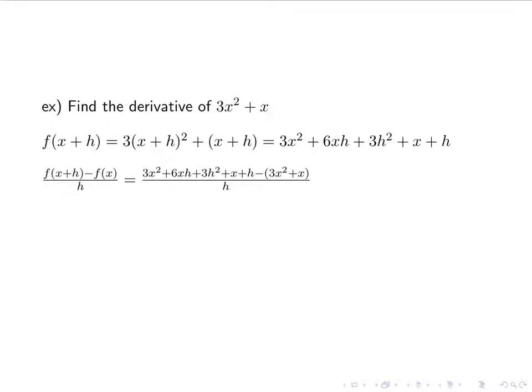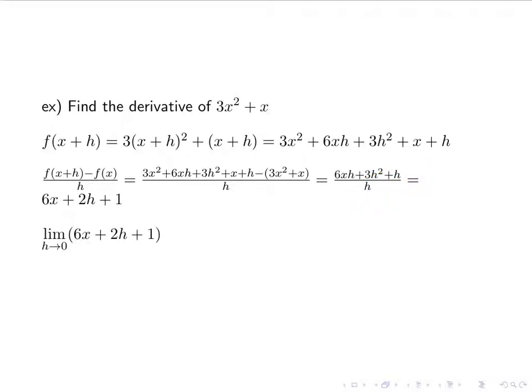Don't forget, again, to distribute the negative. My 3x squareds will cancel. My x will cancel. So again, everything from my f of x, everything from this part cancels. Everything that I'm left with has an h in it. Because everything has an h, I can divide by the h. Don't forget that h divided by h is 1. It doesn't cancel to a 0, it cancels as a 1.